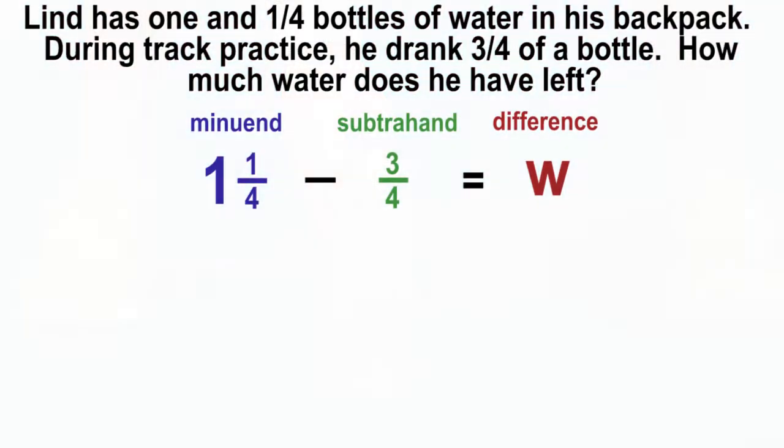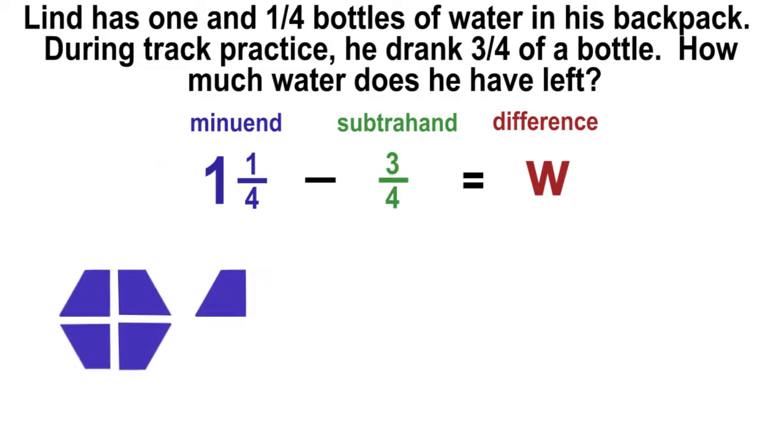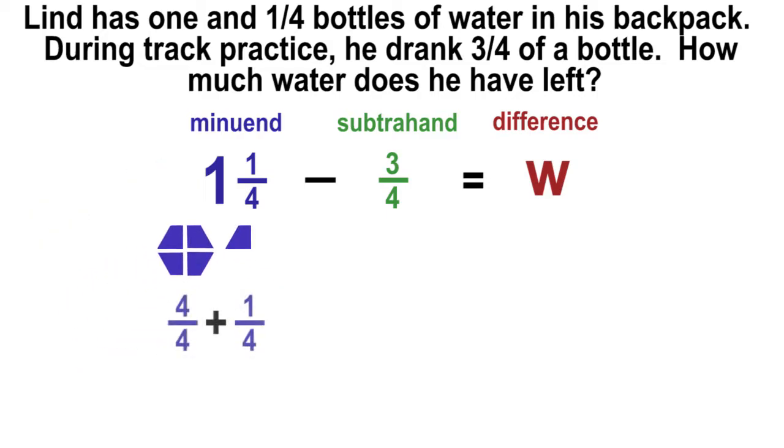Let's model the problem using pattern blocks. Start by placing a whole yellow hexagon and 1/4 of a hexagon. The problem states to take away 3/4. There is only a 1/4 fractional piece to take away from. In order to subtract the 3/4, the whole must be decomposed into 4th-sized pieces. One whole is equivalent to 4/4. The equation would now read 4/4 plus the 1/4 fractional piece minus 3/4 equals W.